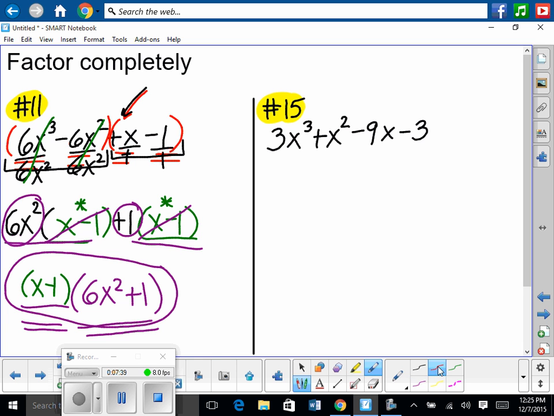Next thing, number 15, we look at it. There's 4 terms. Is there anything in common we can pull out in the beginning? And the answer is no. And because there's 4 terms, we always try factoring by grouping.